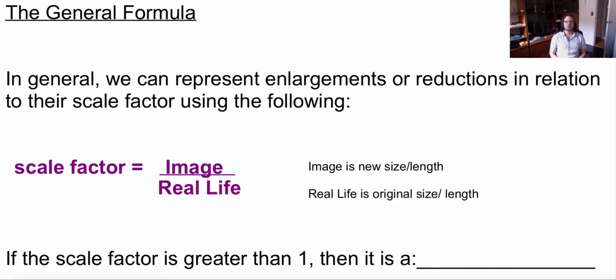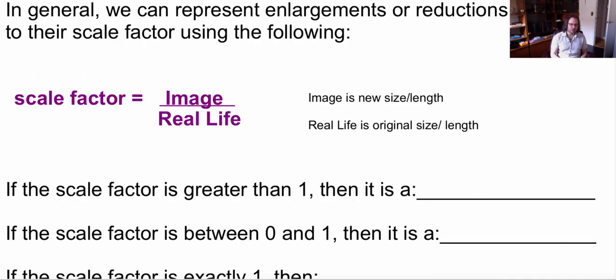So now we're going to learn about the general formula for scale factor. This formula you're going to be using quite extensively in the next few videos. All a scale factor really is, is the new image divided by my real image. Now here it says if the scale factor is greater than 1, then it is a what? Well, in order for me to get something greater than 1, that must mean my numerator must be bigger than my denominator. So my image must be bigger than my real life object. That must mean my image is an enlargement.